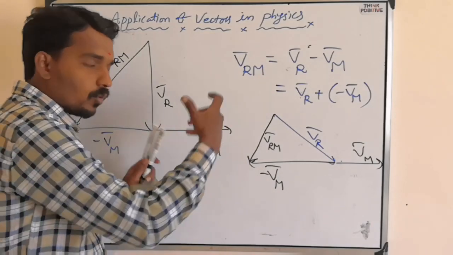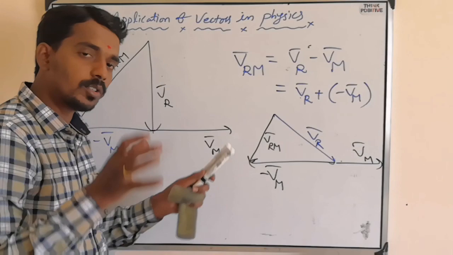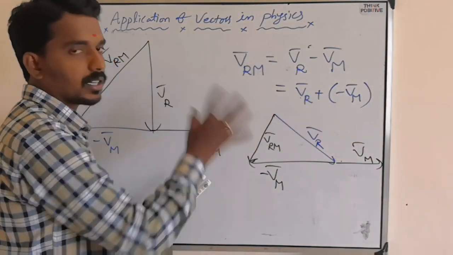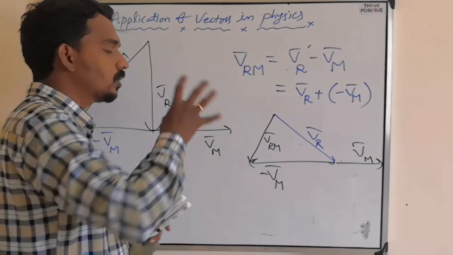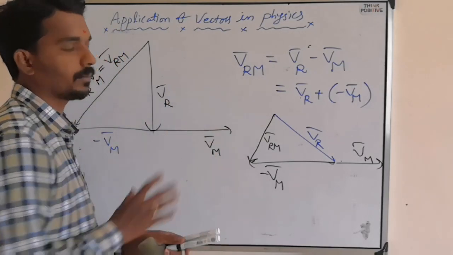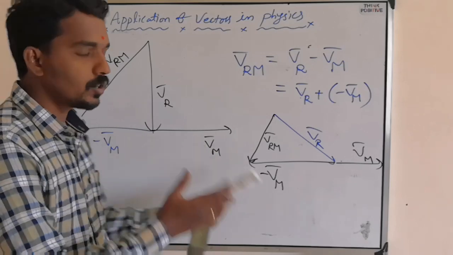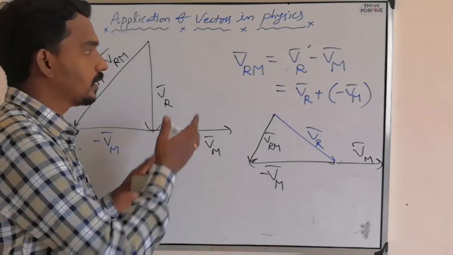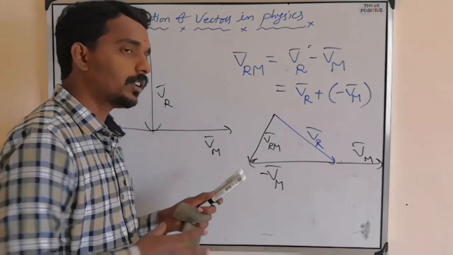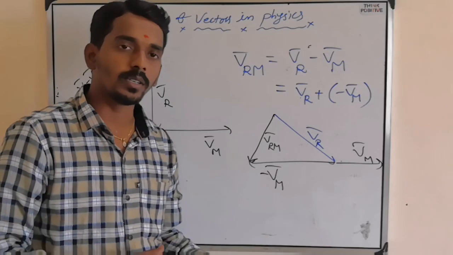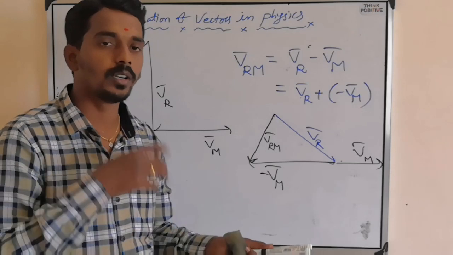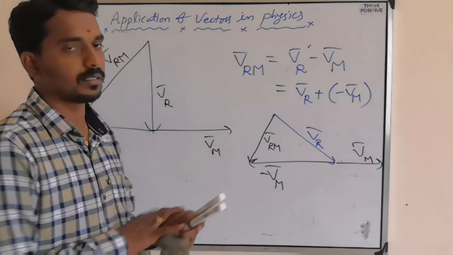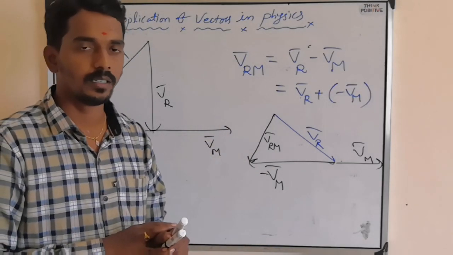See, here I just gave one example. But in motion in a plane, there is a particular topic, river boat and rain man. You will study that in detail in that chapter. But to make you understand, I gave this example: in the relative velocity concept, whatever questions or numericals or concepts there are, you can understand them only using vectors, right?